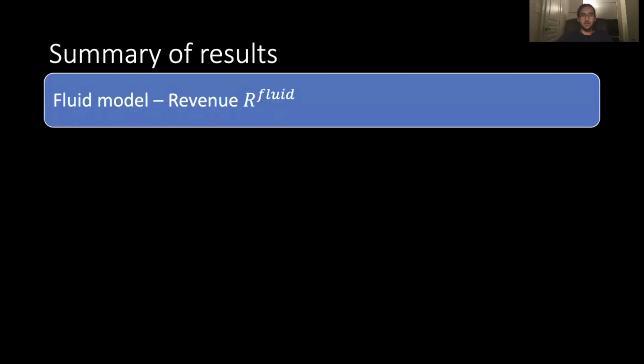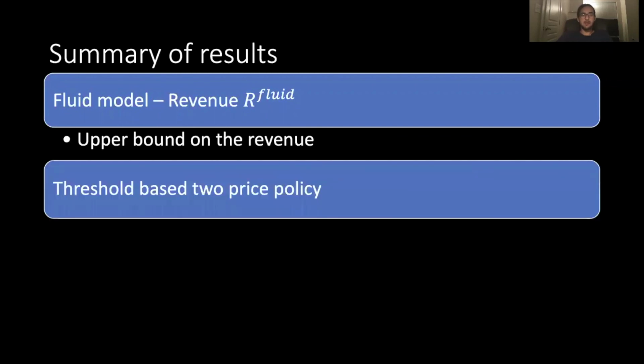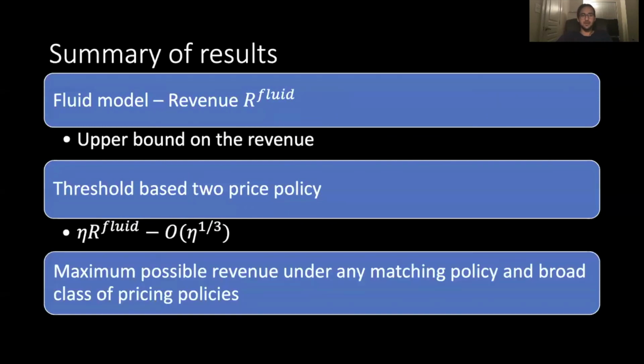Let us conclude by looking at the summary of results. We first showed that the fluid model gives you a revenue R fluid, which is an upper bound on the revenue obtained under any pricing and matching policy. Next, we presented a two price policy and max weight matching policy and showed that the revenue loss under this policy is of the order η^(1/3). Finally, we showed that the maximum possible revenue under any matching policy and broad class of pricing policies is again η^(1/3). This shows that the pricing policy and matching policy we presented is near optimal.